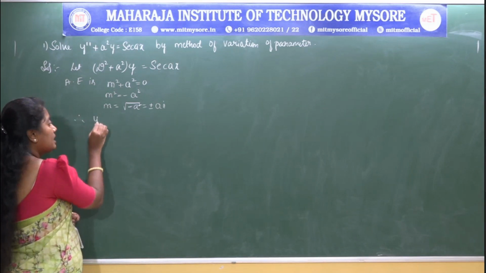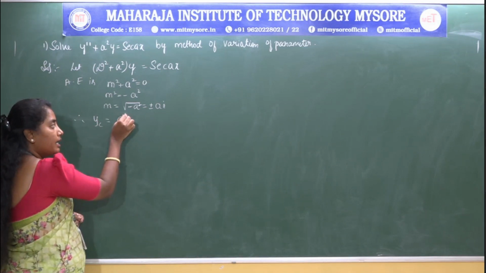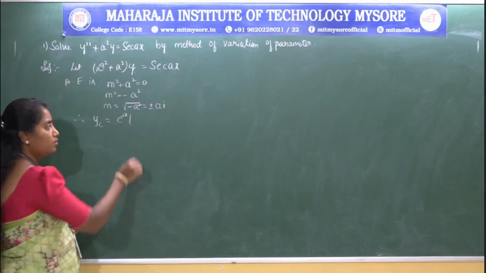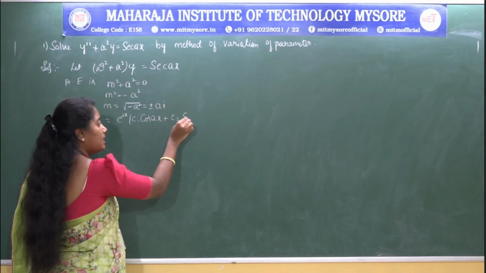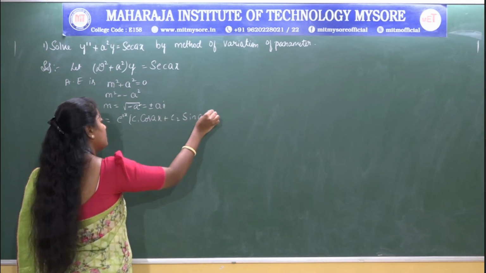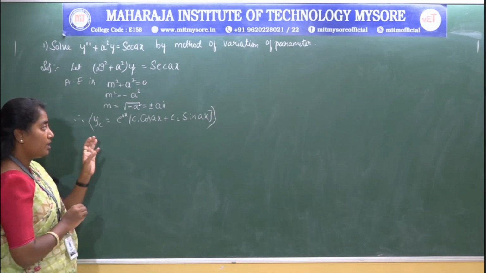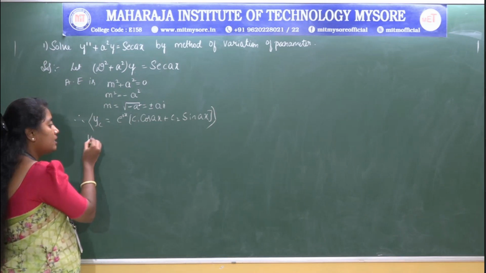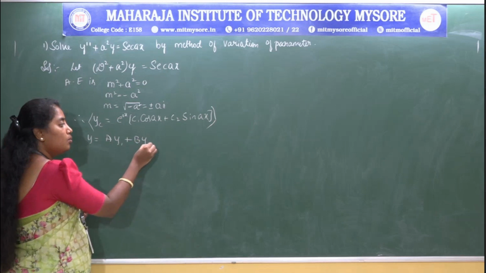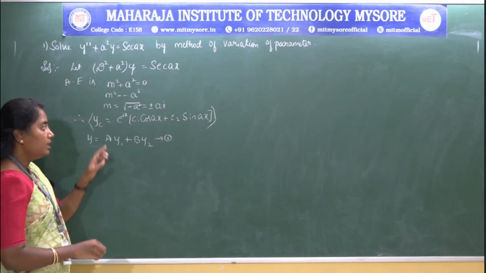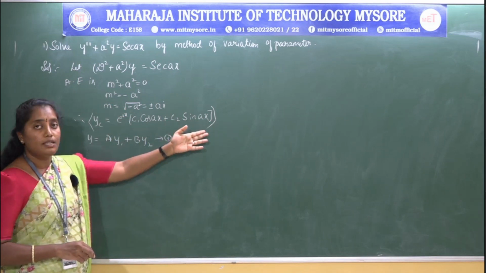Therefore yc is equal to e power 0x, here the real term is 0, so e power 0x is equal to 1, times c1 cos ax plus c2 sin ax. This is the complementary solution. After getting the complementary solution, we have to write the obtained equation in the form of y is equal to a into y1 plus b into y2. In this problem, e power of 0x is equal to 1, and we are left with c1 cos ax plus c2 sin ax.